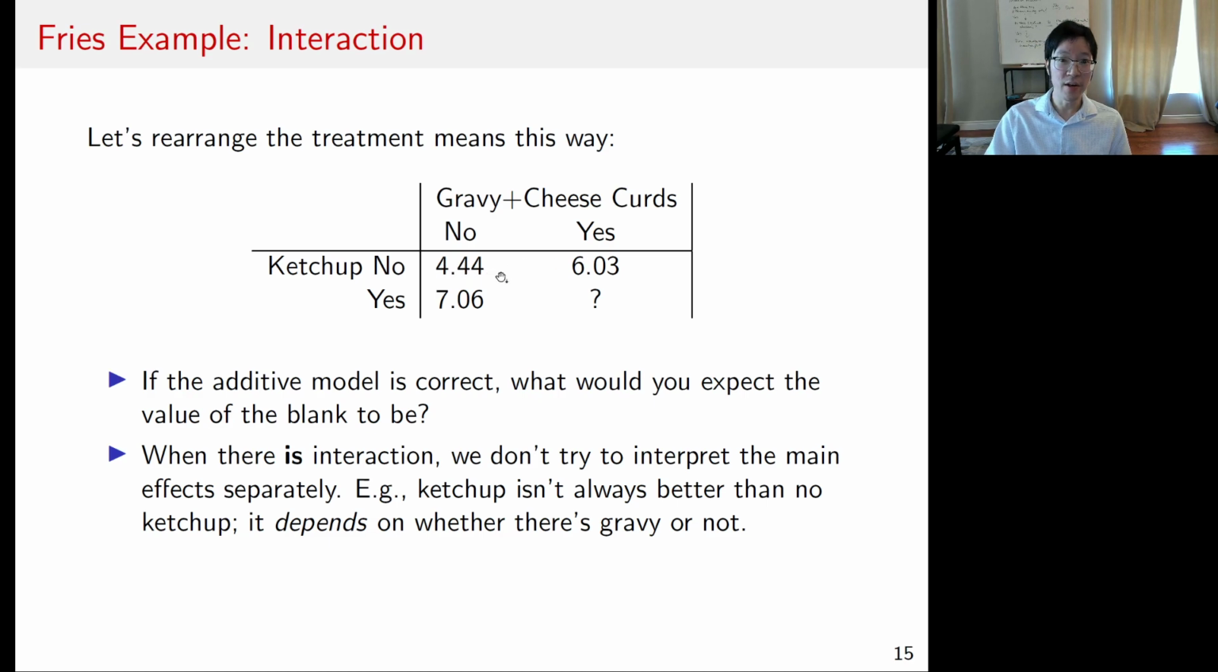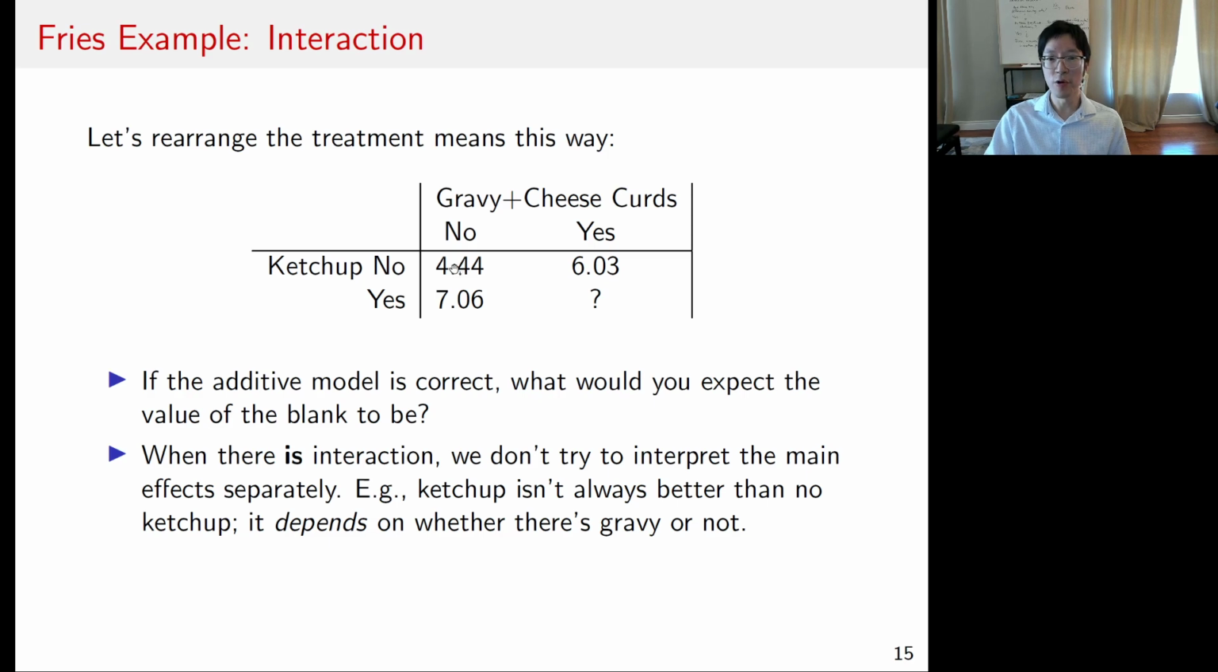And then the effect of adding gravy is this difference. So the gravy effect is 2.62, that's the difference between 4.44 and 7.06. If there is no interaction, then we can simply add together the effects. The effect of adding ketchup would be the same whether you have gravy or not. So the difference here is 1.59, and we would add 1.59 to the 7.06, which is 8.65.